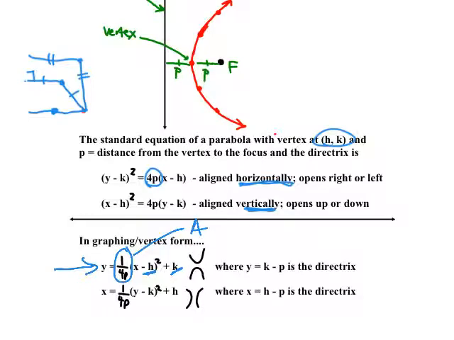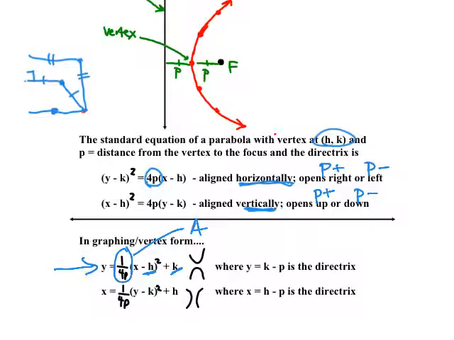The key is when p is positive, it is opening up. And when p is negative, it is opening down. So let me just write that in here. P is positive, p is negative. Likewise, if it's in the horizontal, you have a y squared term. So x equals, and here p is positive if it's opening to the right, and p is negative if it's opening to the left. So that's your definition and some of the key components.